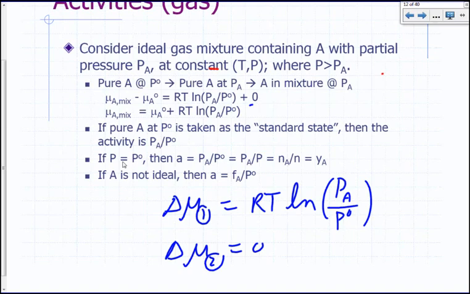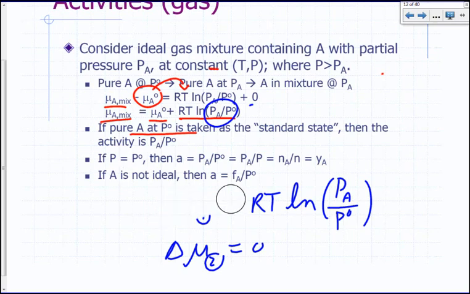So I can rewrite mu sub A for the mixture, and I'm going to move this over to the right. It's just the chemical potential of pure A at 1 bar pressure, that's the standard state chemical potential, plus RT ln PA over P naught. I'm just rearranging the equation. Now, like I said, pure A at P naught we take as our standard state, and you can see that our activity is really nothing more than P sub A over P naught.